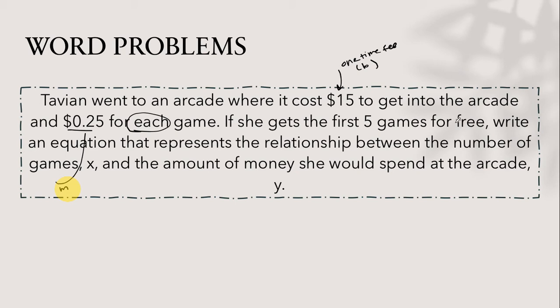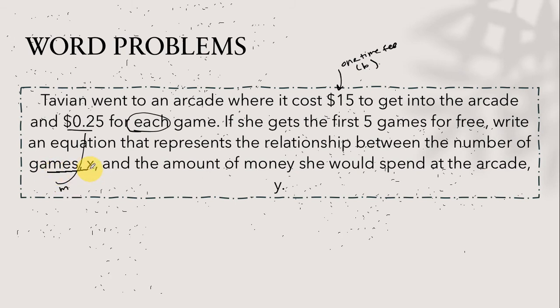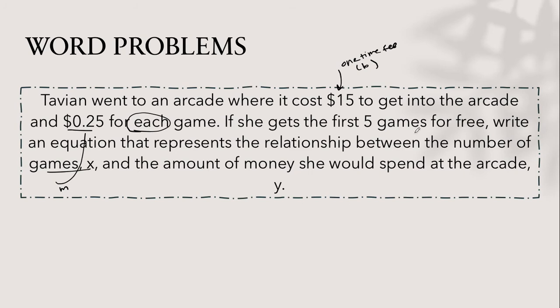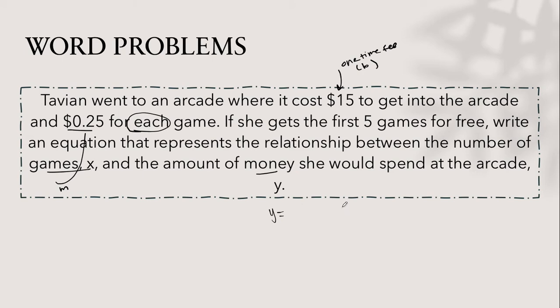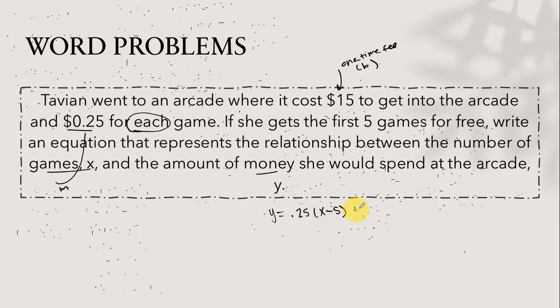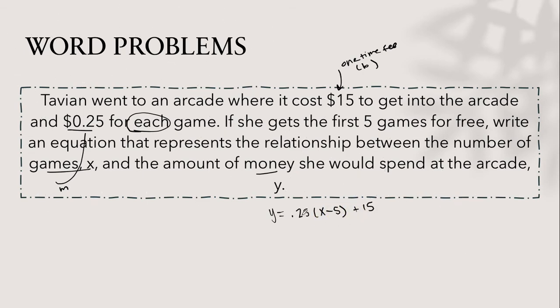So we have to get rid of these first 5 games. X represents the number of games, so I know that I need to get rid of it from the X, and Y is how much money I'm spending. So in reality, we would write the equation Y equals 0.25x plus 15. But we can't write that because that would be 25 cents for every game, including those first 5 games. So instead, I have to write x minus 5 plus 15. This will help me get rid of those first 5 games.